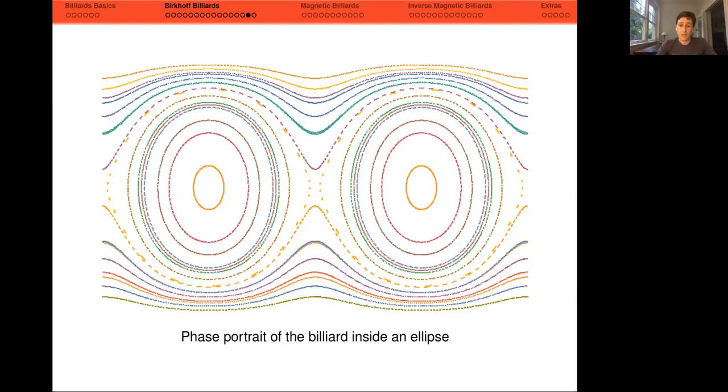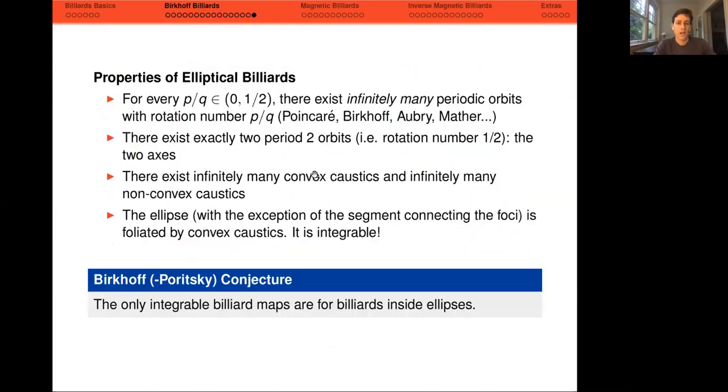So if we consider the phase portrait of the billiard inside the ellipse, this is what it looks like. Again, the horizontal axis is the position coordinate along the boundary, and the vertical axis is the angle made with the tangent to the boundary at the point of reflection. These curves at the bottom and top are the invariant curves, and they give us evidence of the caustic. We can see that our phase space is foliated by these invariant curves. And so this ellipse is another example of an integrable billiard.